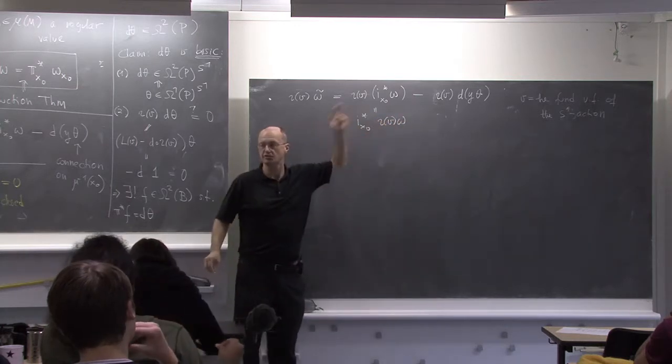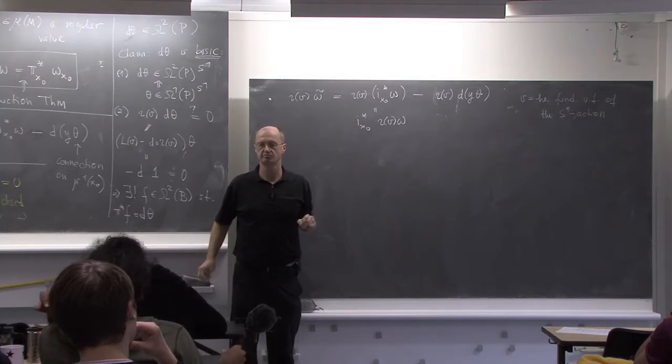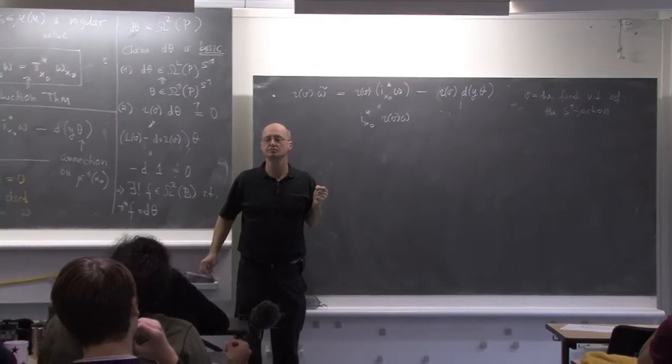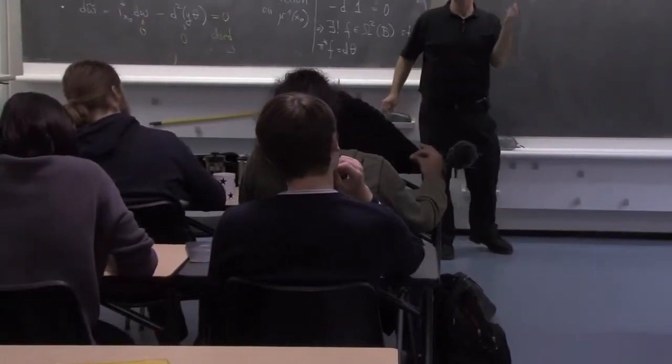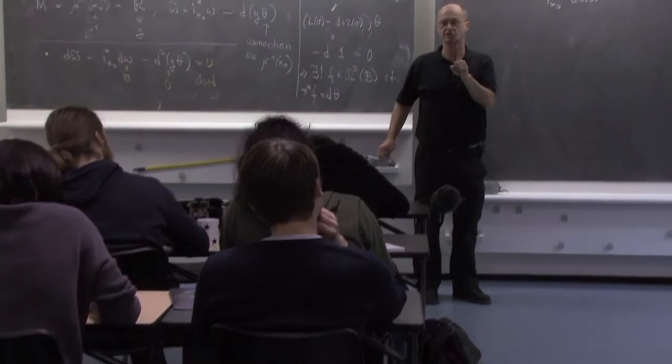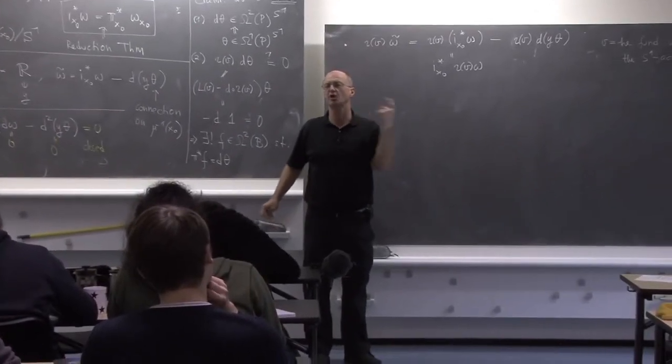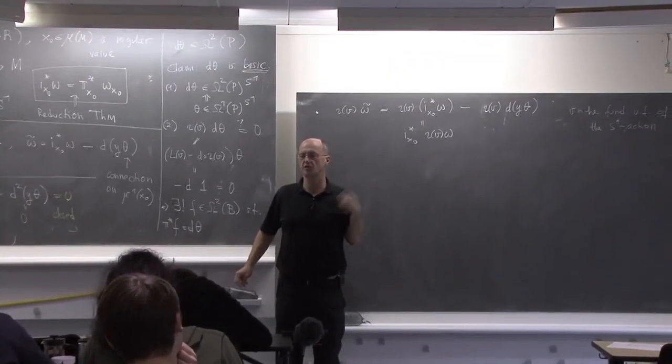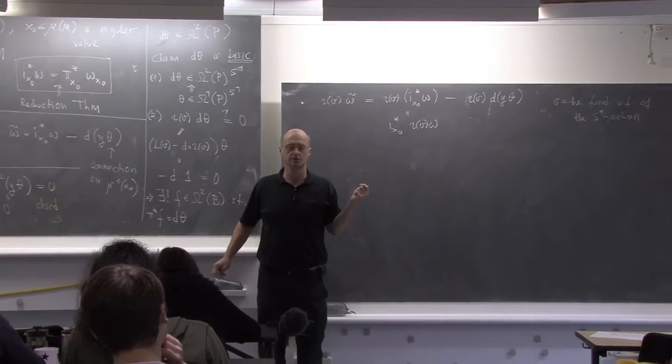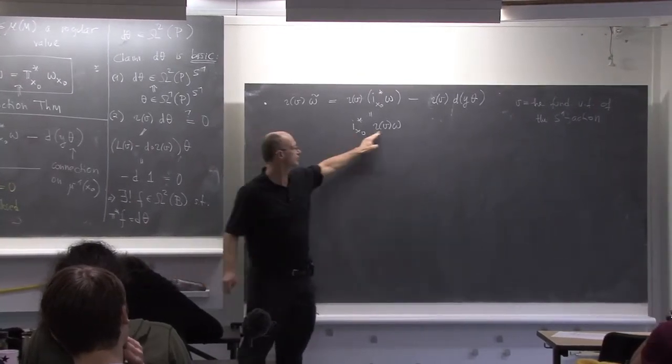Now, what is iota v omega? Normally it is something like d mu psi, but now we just have one function. Mu now is just a function mapped to R. So what will be this guy?